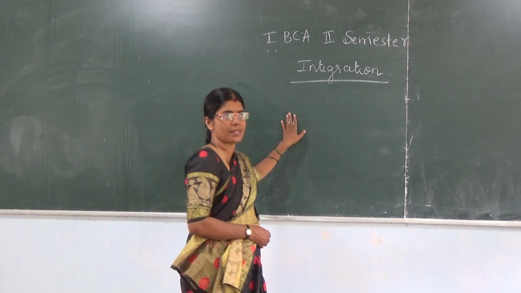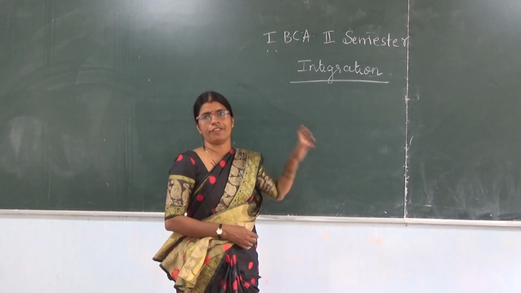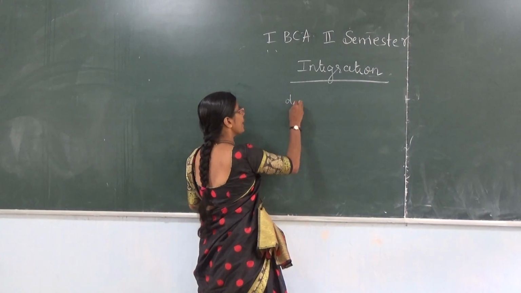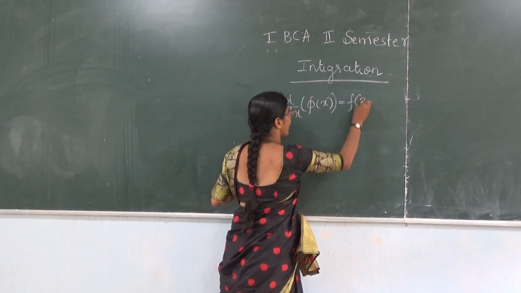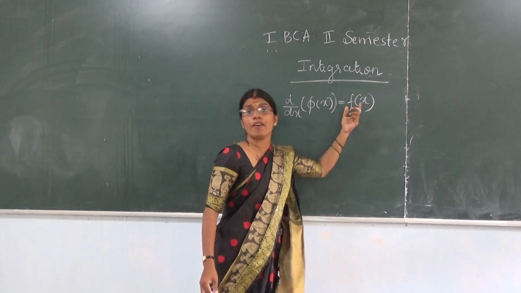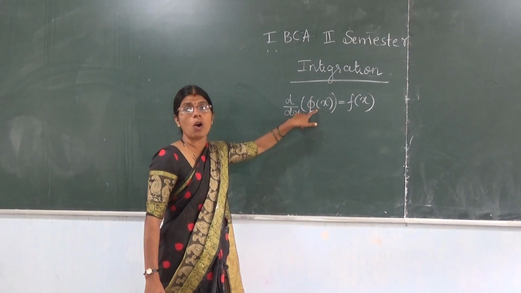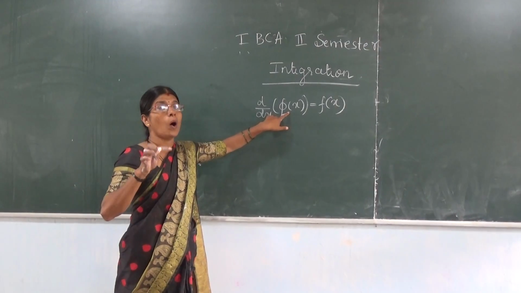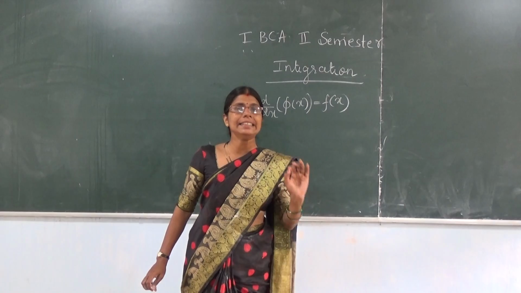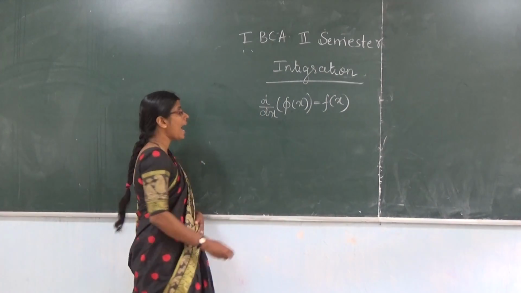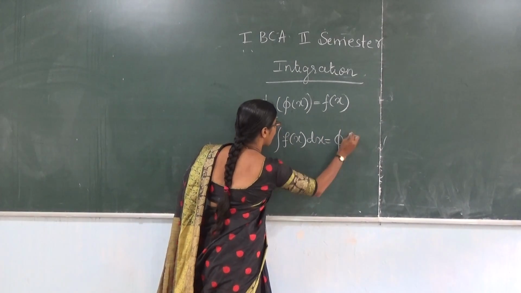Differentiation. Now we have to consider one more concept, that is integration, which is the reverse process of differentiation. Suppose we have the derivative of pi of x is equal to f of x. Then you know that f of x is the derivative of the function pi of x. But this pi of x is called an antiderivative or primitive or indefinite integral or simply integral of f of x. And we write integral of f of x with respect to x as pi of x.